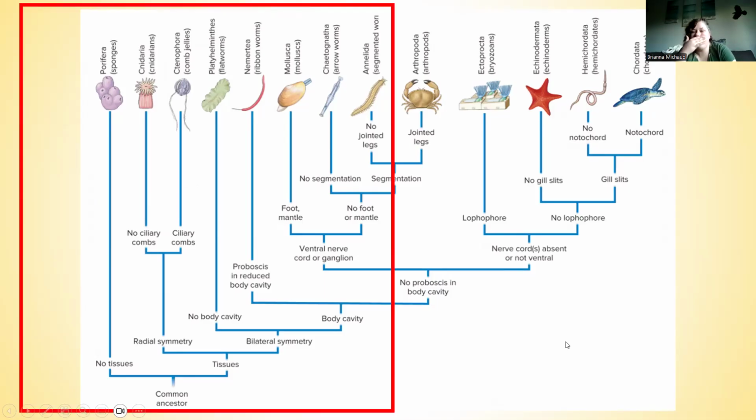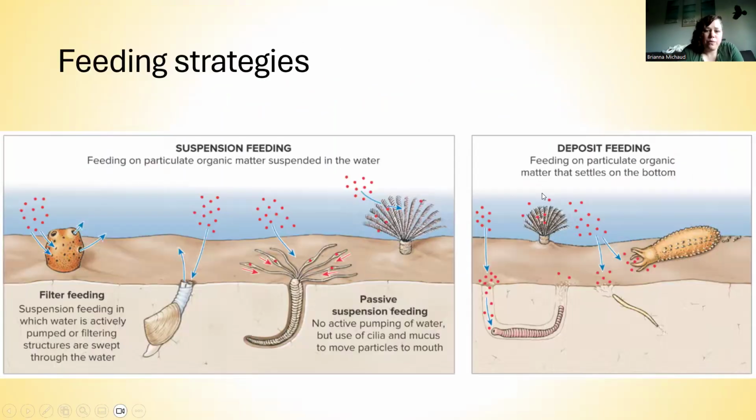Today, we're going to be focusing on this half of this phylogenetic tree, looking at some of the more simplistic animals, and then moving on to the more complex animals next week. Another thing we're going to talk about are feeding strategies, because often species within a certain group will all have similar feeding strategies, which is part of the reason their bodies all look similar. Though not always, sometimes you'll have very different feeding strategies within one group.